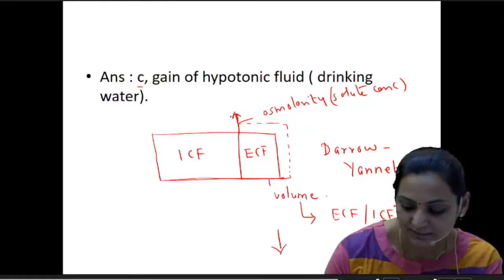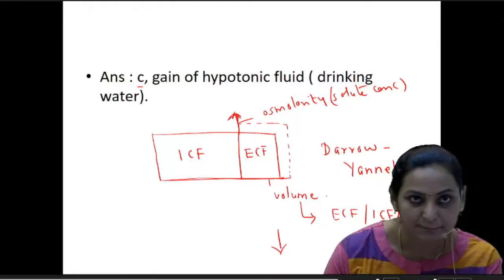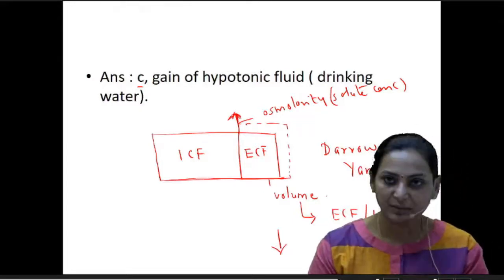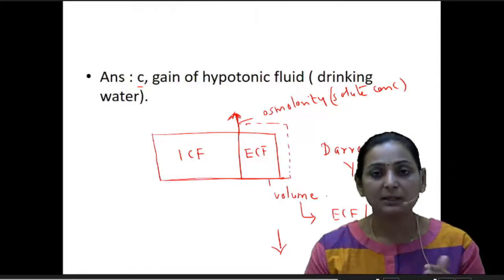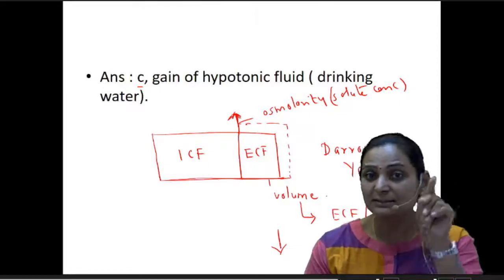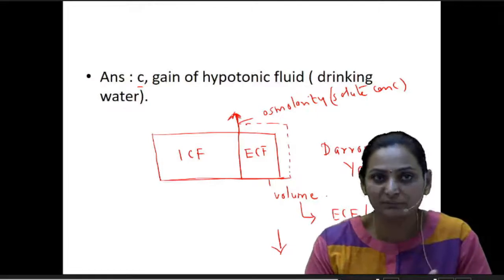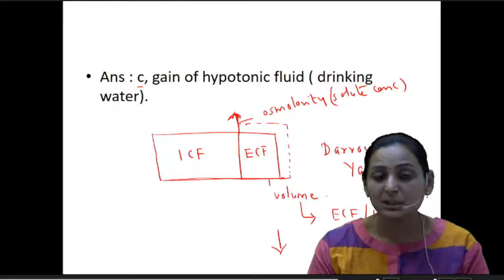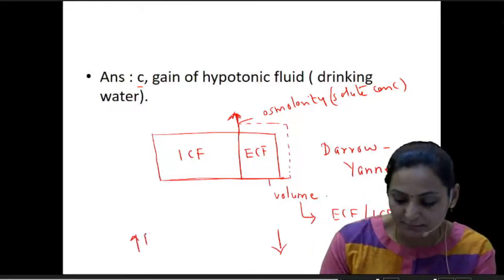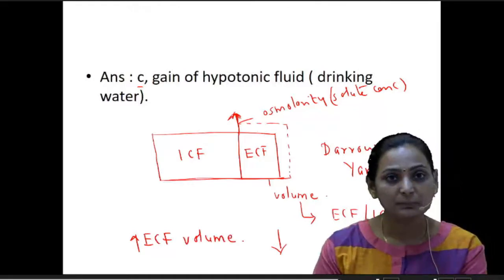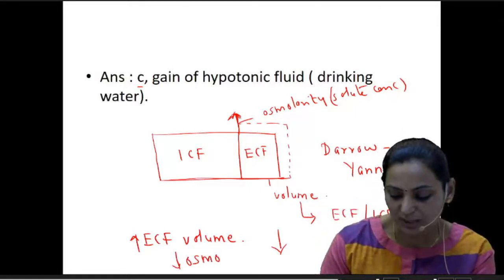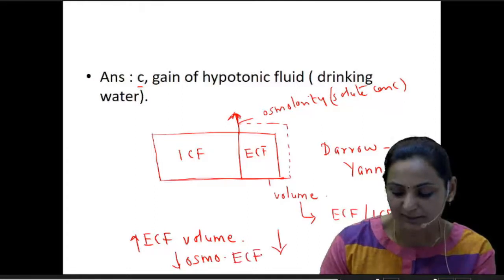Normal is my current status, my normal status is this, but the osmolarity line will be under this because I have drunk simple plain water which has not increased the osmolarity. I have not taken hypertonic fluid, I have just taken a hypotonic fluid. That means I have decreased the osmolarity. So what I have done, I have increased my ECF volume. How have I increased it? I have drunk water, and I have decreased my ECF osmolarity.